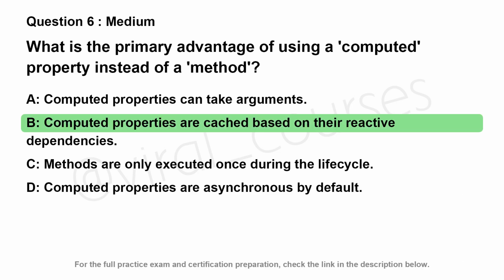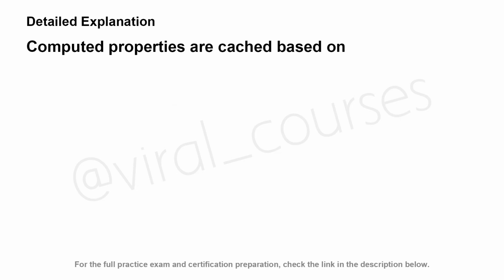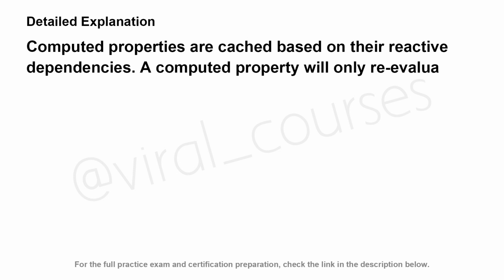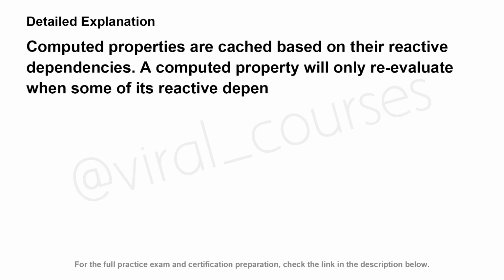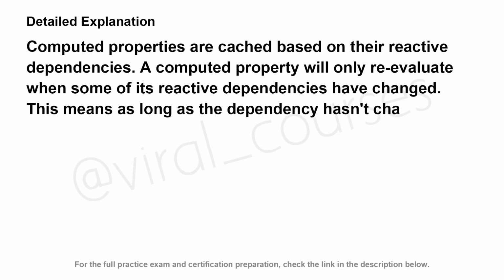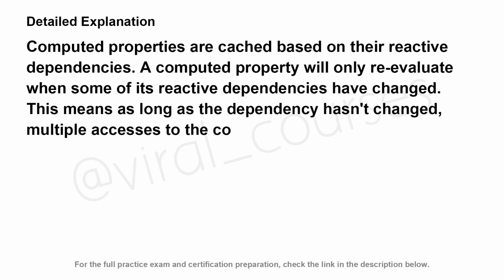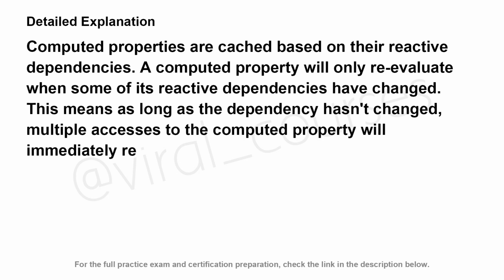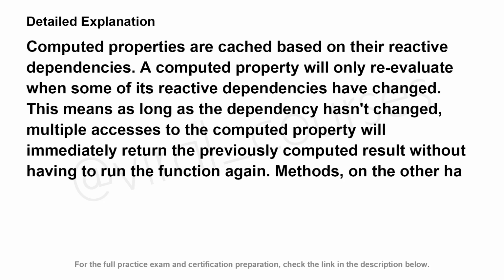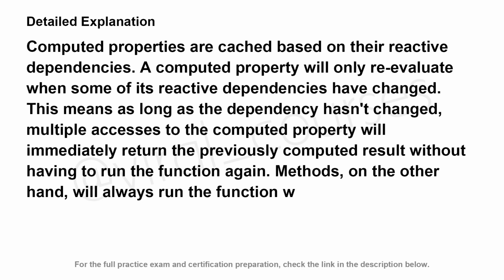The correct answer is B. Computed properties are cached based on their reactive dependencies. A computed property will only re-evaluate when some of its reactive dependencies have changed. This means as long as the dependency hasn't changed, multiple accesses to the computed property will immediately return the previously computed result, without having to run the function again. Methods, on the other hand, will always run the function whenever a re-render happens.